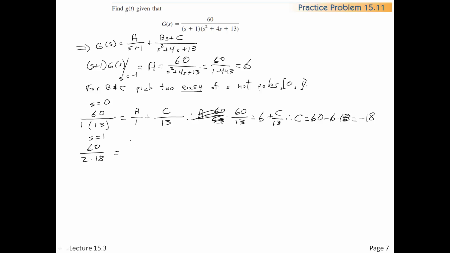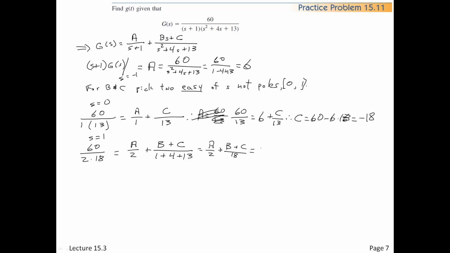A over s plus 1, so that's A over 2, plus B times 1, B, plus C over, if s is 1, s squared is 1, plus 4s, 4, plus 13. So 13, 14, 18. So this is A over 2 plus B plus C over 18. Now we know C is minus 18 and A is 6, right? So we can plug in some numbers here.